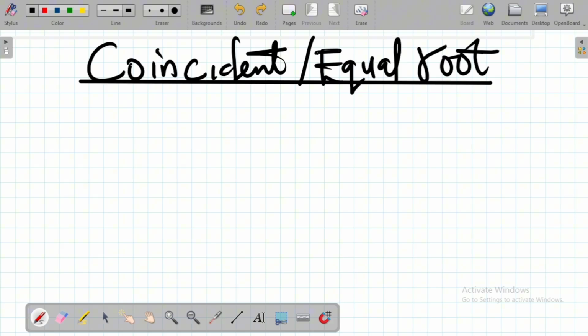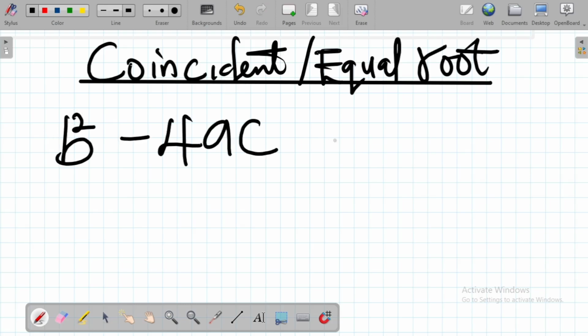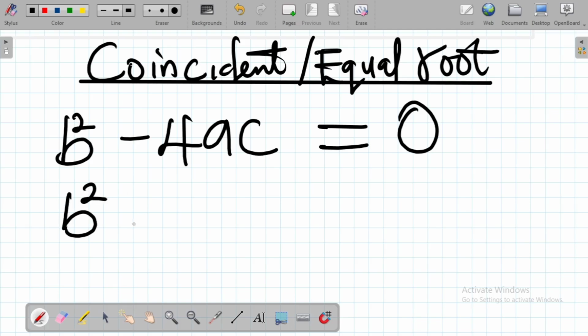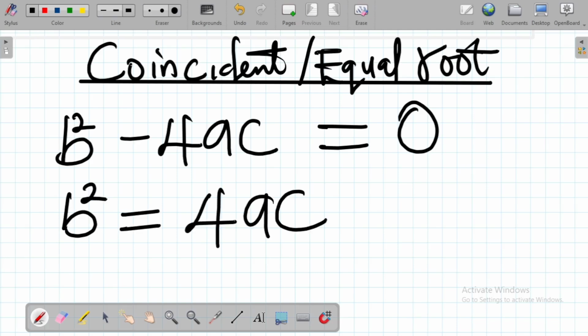Now, how do you know that a quadratic equation has equal roots? Use this formula: b squared minus 4ac must give you 0, or b squared must be equal to 4ac. Now let's take an example.